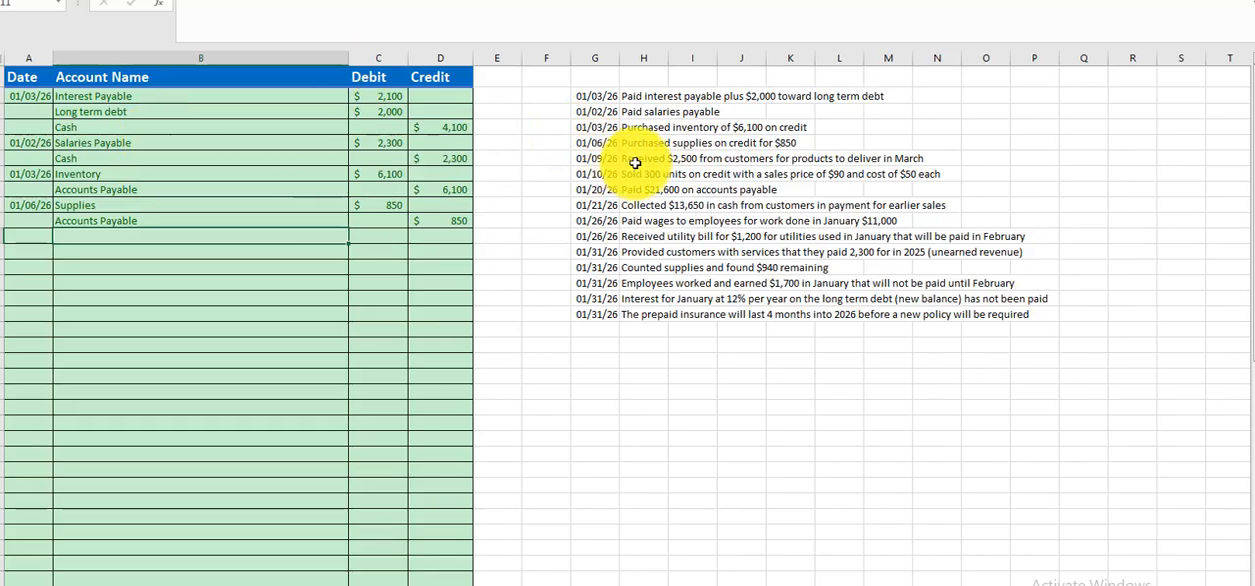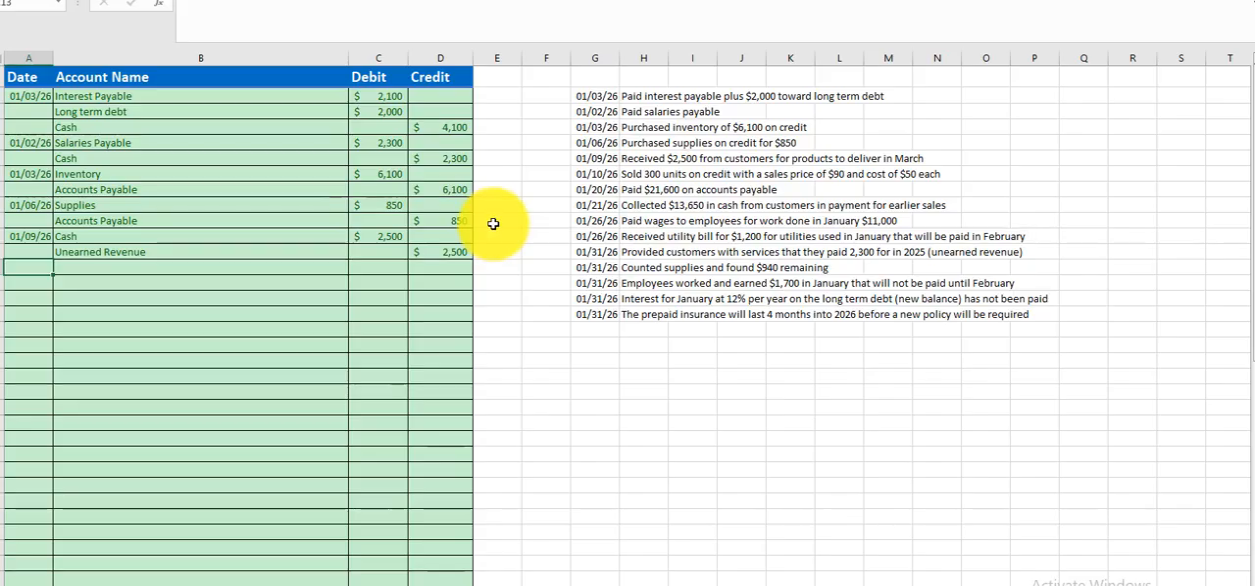And we received $2,500 from customers for products to deliver in March. Okay, so we're in January. We're receiving money for things we're going to give them in March. So we haven't done anything for that money. So that is going to be a debit to cash. We're going to receive the cash, 2,500, and that must be unearned revenue, a liability, because we owe them those products.